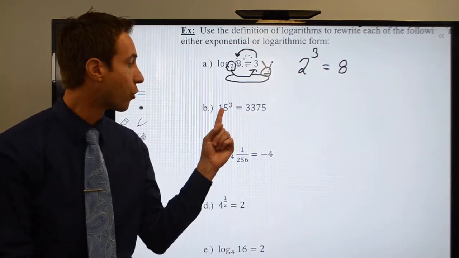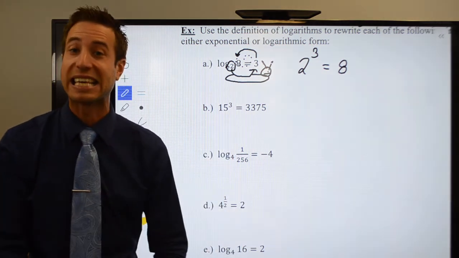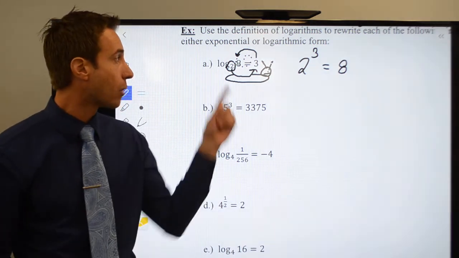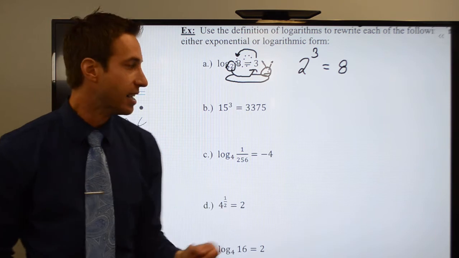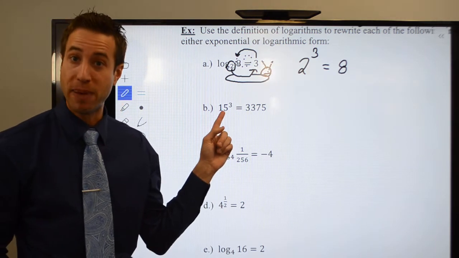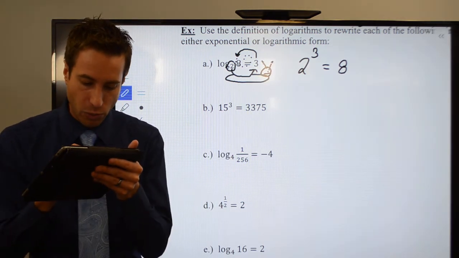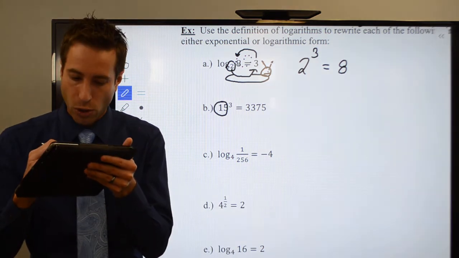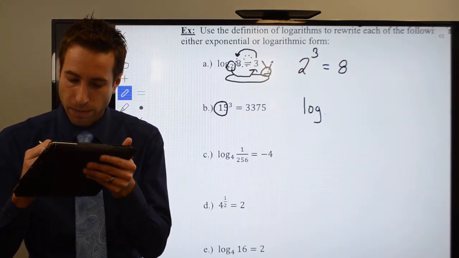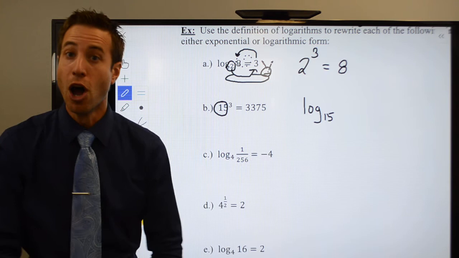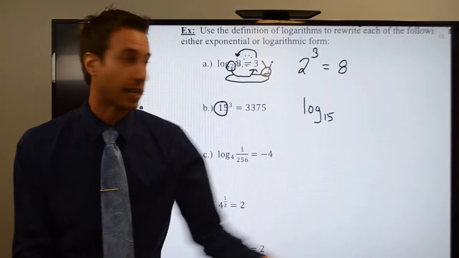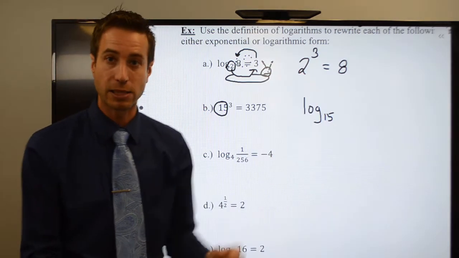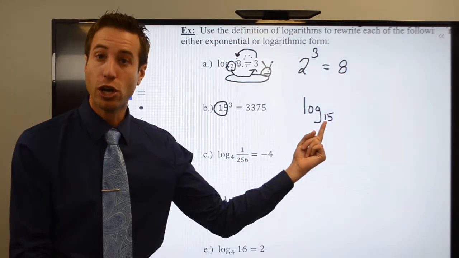So let me show you how it works for the exponentials, right? Again, just like with the logarithm, we start with the base and work our way around the equal sign. Same thing here. I start with the base of the exponential, which is 15. So I'm going to have log base 15. Remember, I have an exponential, so you're going to be writing a log. You've got to give me the opposite. I gave you a log, you give me an exponential. I give you the exponential, you give me a log.